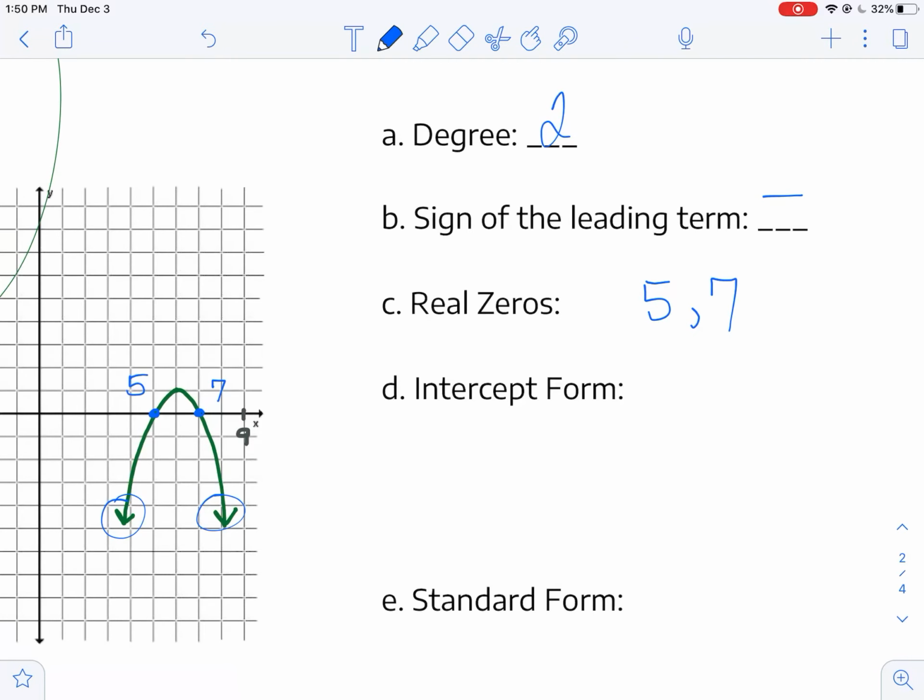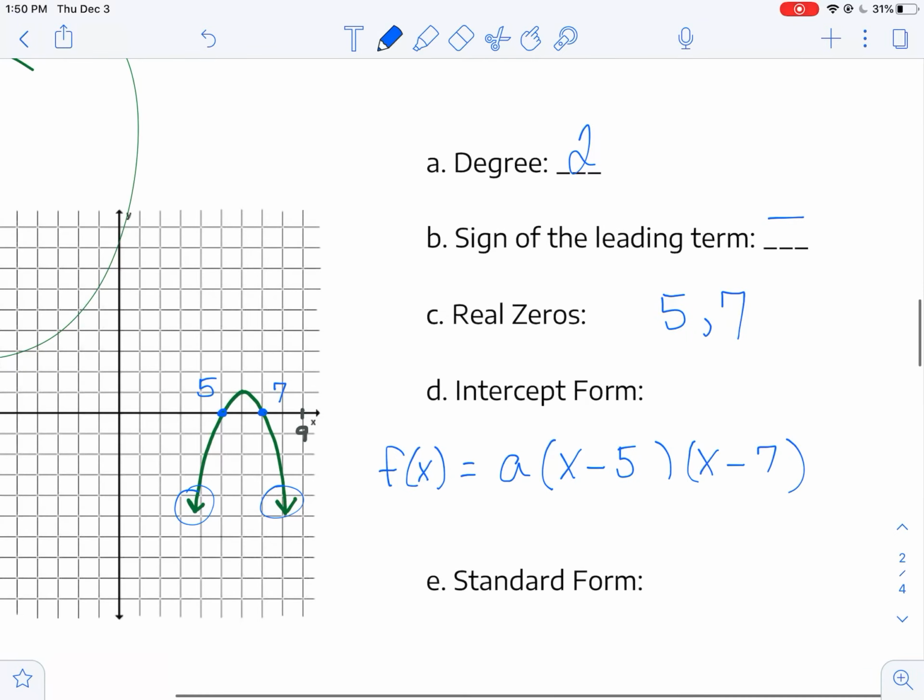So now it's asking us to write it in intercept form. Typically, here's how we would write it. We would write it as y or f of x. We'll go with f of x, our output, equals. Now a is going to be our coefficient that we're going to multiply. And then it's always going to be x minus, and then x minus, that represents whatever our real zeros are. So we have 5 here, and we've got 7.